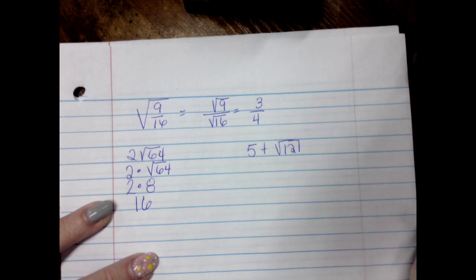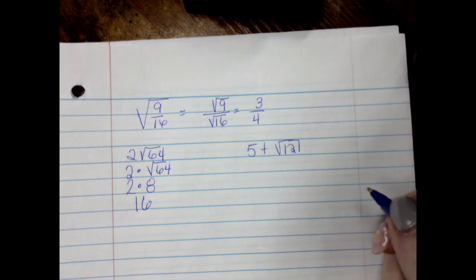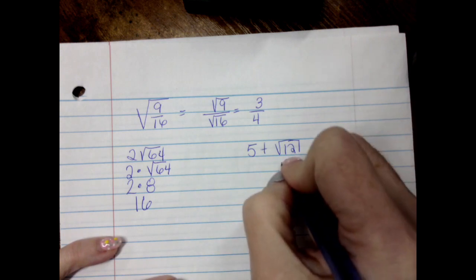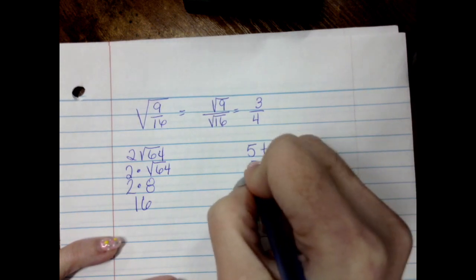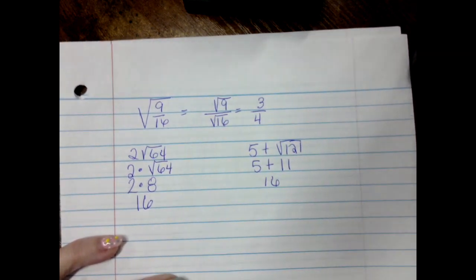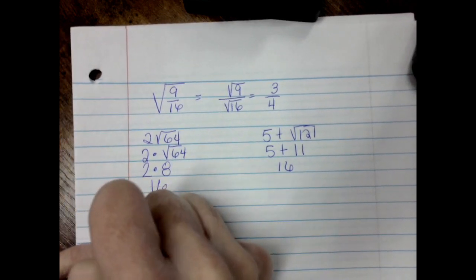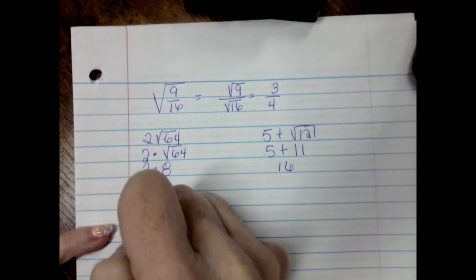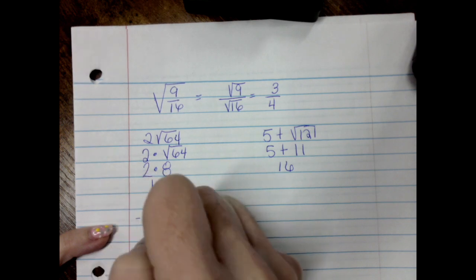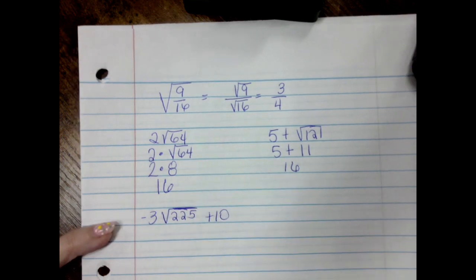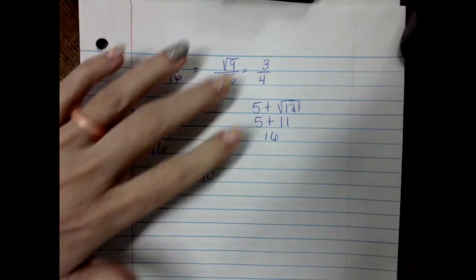This one says 5 plus the square root of 121. Do your square root of 121 first. So that's going to be 11 plus 5, which would be 16. And again, if it doesn't ask for both answers, we tend to usually just use the positive version, especially when you're working problems like this.